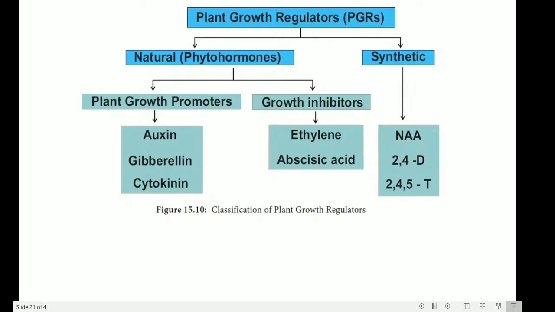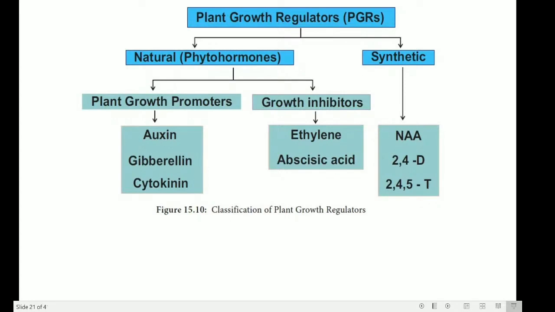Okay, next the very important part is plant growth hormones. These plant growth hormones are naturally produced in plants, and synthetic plant growth hormones are also there. The naturally produced ones are plant growth promoters and growth inhibitors.